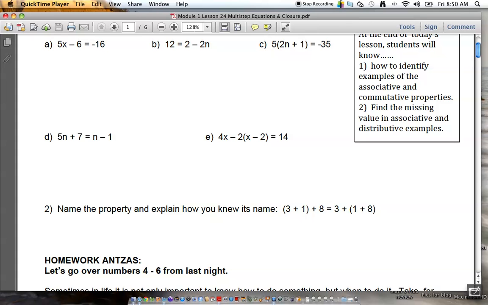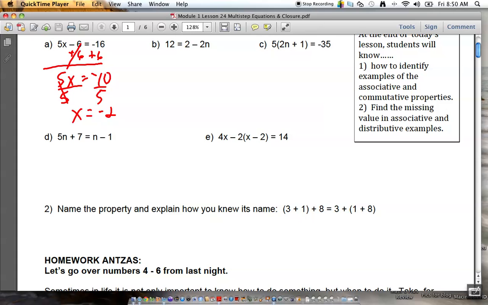All right, so we take a look at the first one. This is a basic 2-step equation. Very, very simple. Add 6 to both sides. The only way to really go wrong here is to mess up your negative signs. 5x is negative 10. Divide by 5. x is negative 2. Okay?